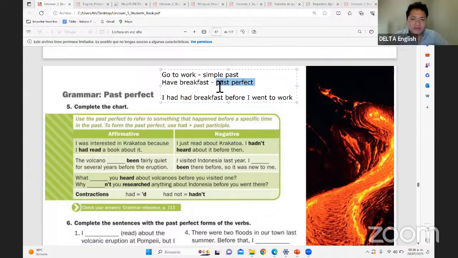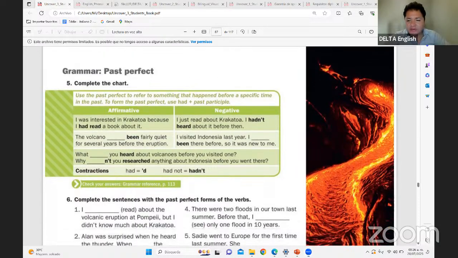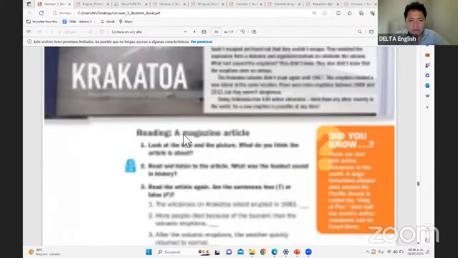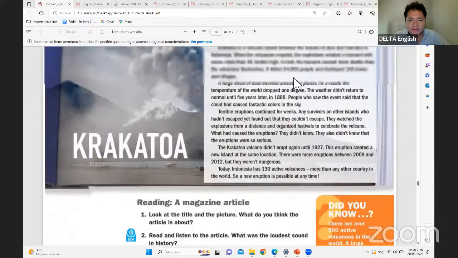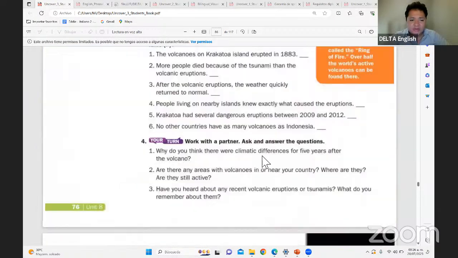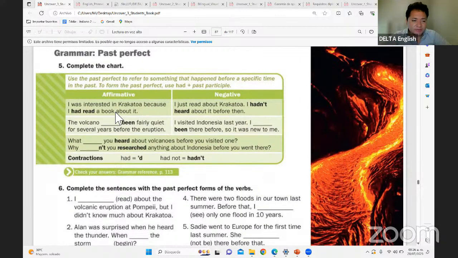We are going to check some examples here. Do you know the volcano that we have here is the Krakatoa? I think it's in Indonesia. Yeah, the Krakatoa. So, okay, we're going to read sentences related to the Krakatoa. So let's read it.